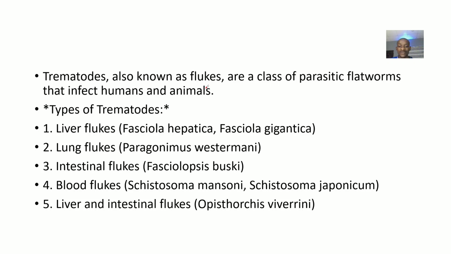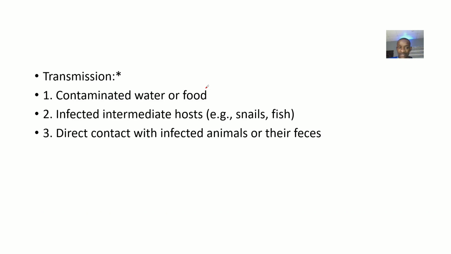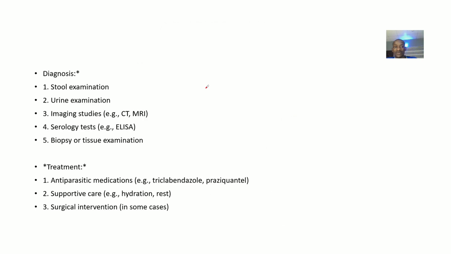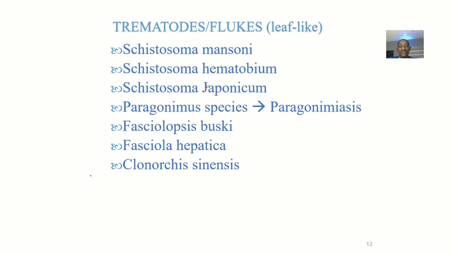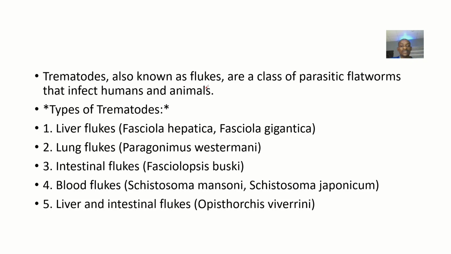We'll be focusing on the types of trematodes, and we're talking about the transmission. We're talking about the symptoms, if these organisms cause a disease in you, what will be the symptoms? We'll look at the diagnosis, then possible treatment and prevention, okay? So looking at the trematodes, trematodes are also known as flukes. They're a class of parasitic flatworms that infect humans and animals, right?